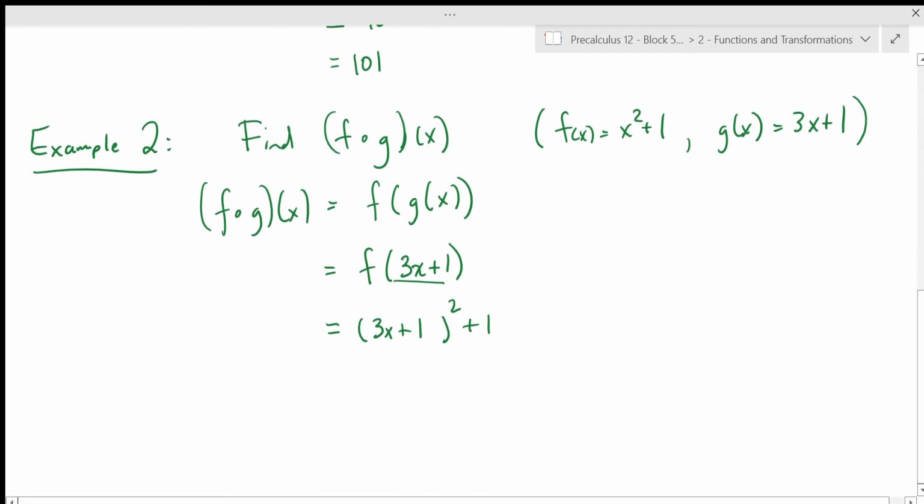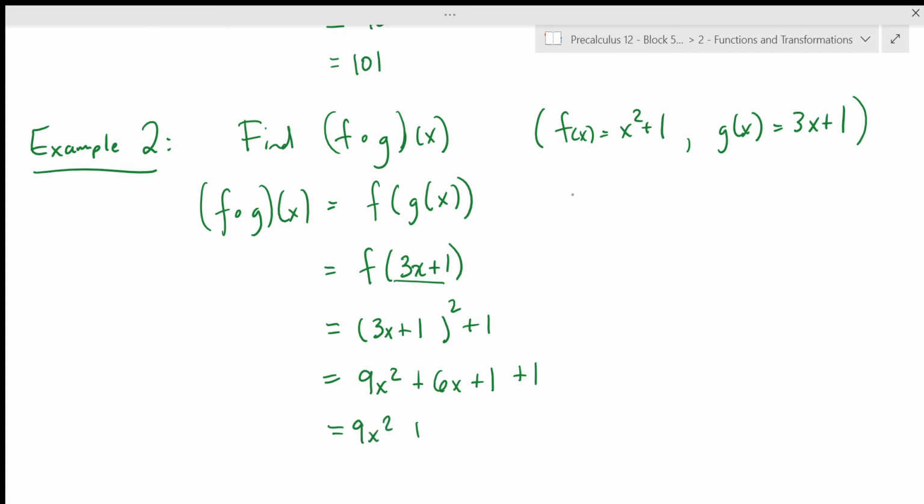Now we're going to simplify this. We're going to square this properly. It's not 9x squared plus 1. Please, people, we're in pre-calculus 12. So it is 9x squared plus 2 times 3x, so that is 6x, plus 1, and then we're going to add another 1. So that gives us 9x squared plus 6x plus 2.